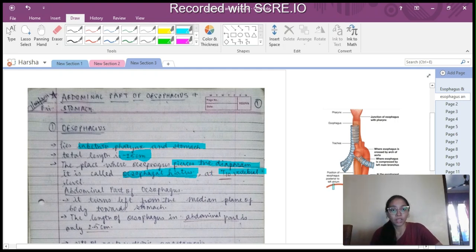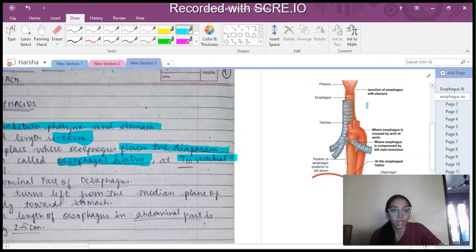As in this diagram, you can see that this is the pharynx, and from here starts the esophagus. It is bringing the liquid and food material into the stomach. And the place where the esophagus pierces the diaphragm is known as the esophageal hiatus. Clear?